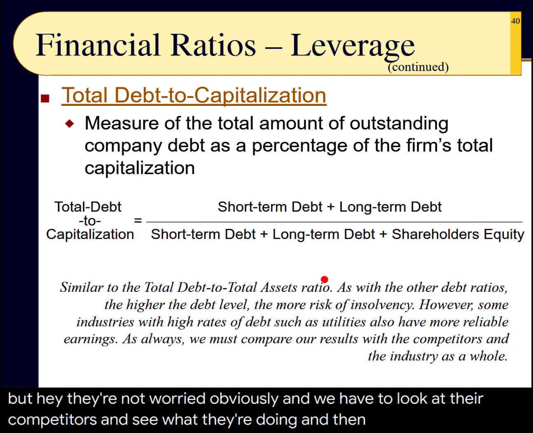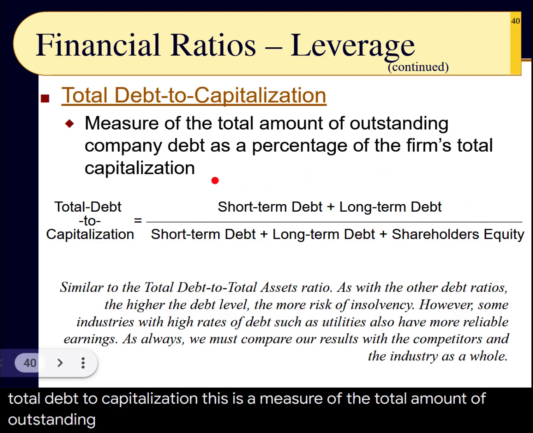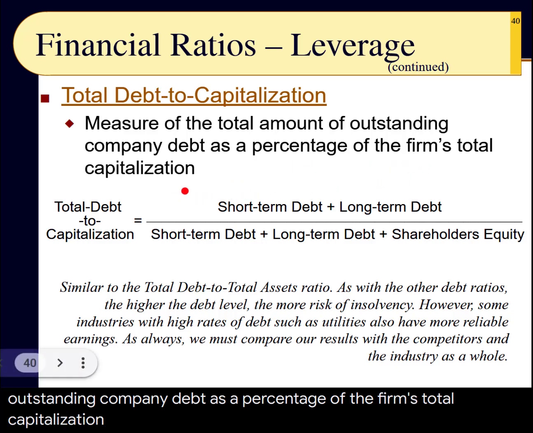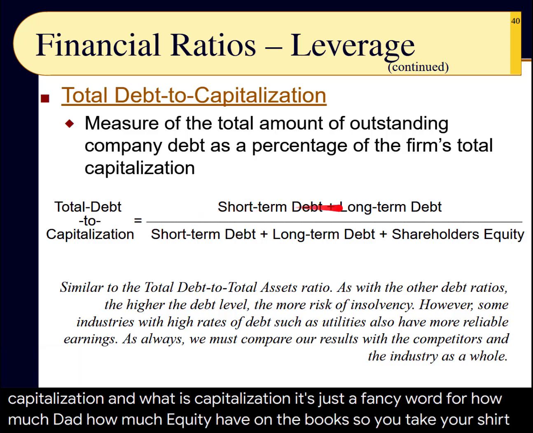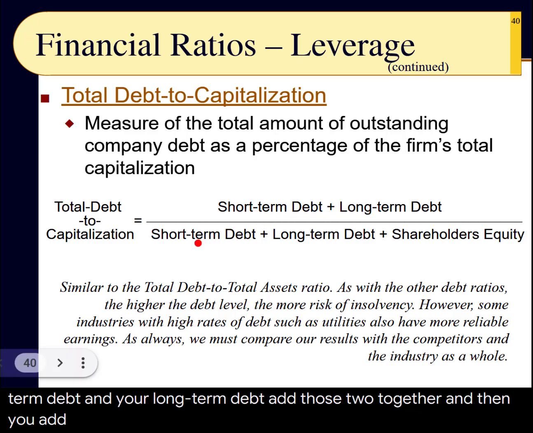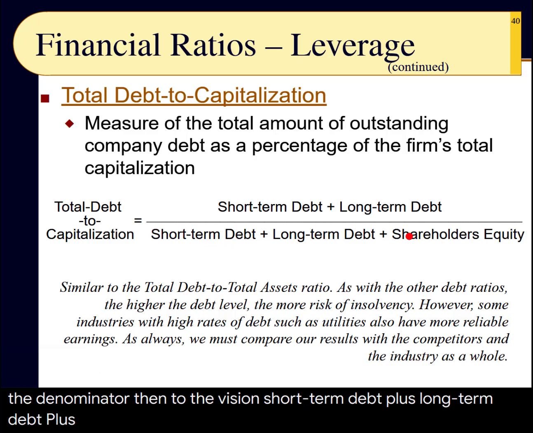And then finally, our last ratio is very similar, total debt to capitalization. This is a measure of the total amount of outstanding company debt as a percentage of the firm's total capitalization. And what is capitalization? It's just a fancy word for how much debt and how much equity you have on the books. So you take your short-term debt and your long-term debt, add those two together, and then you add on the denominator. Make sure you do the numerator first, then the denominator, then the division. Short-term debt plus long-term debt plus the shareholders' equity.